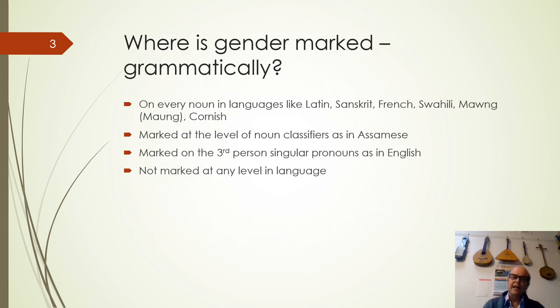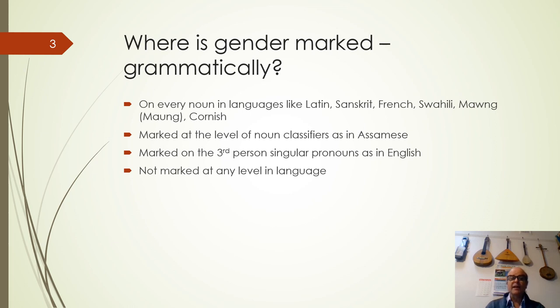So where is it marked in languages? Well, there are some languages where every noun marks gender in some form. Latin, Sanskrit, French, Swahili, spoken in Africa. We've talked about that language before. Maung, a language of Northern Australia. And Cornish, the language of my ancestors, which I won't talk about very much here, except to say that in Cornish, you have to know whether a noun is masculine or feminine, not because of anything that happens to the noun, but because the first letter of an adjective that follows it will change if it is a feminine noun.